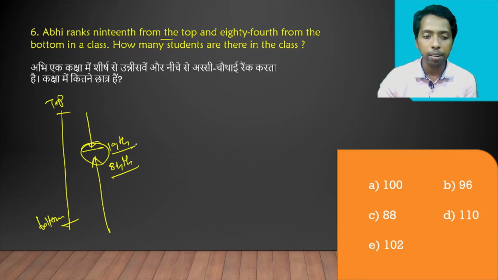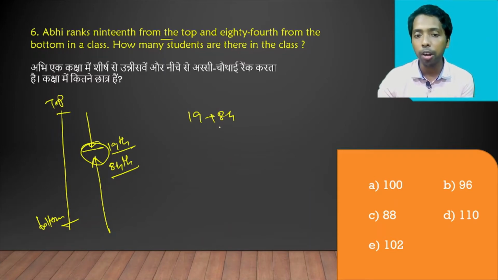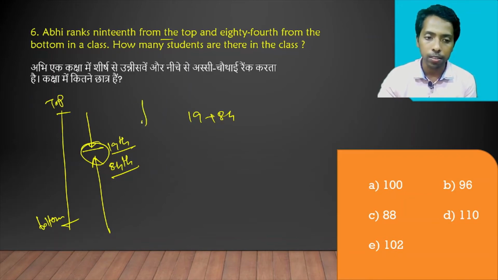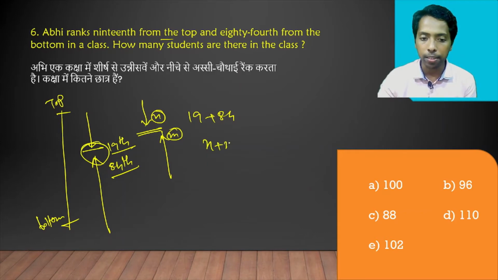Now, if these two positions give two different ranks, then 19 and 84 sum up to one more than the total number of students actually present in the class, right? This is the formula. From the top it is given as nth place, and from the bottom as mth place for the same student. That means the total number of students would be n plus m minus 1.